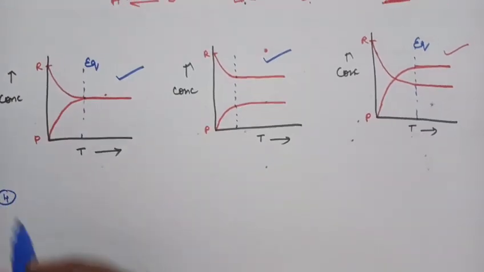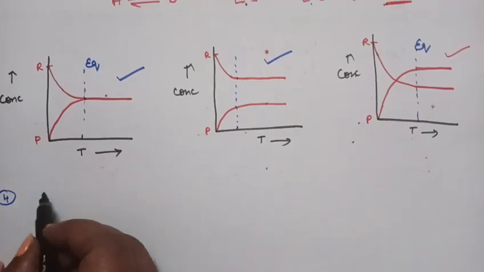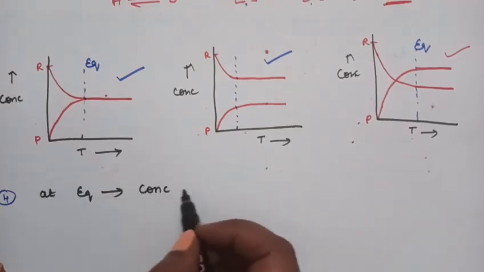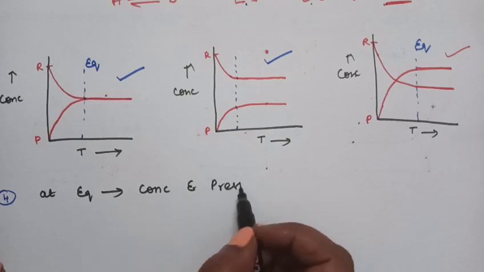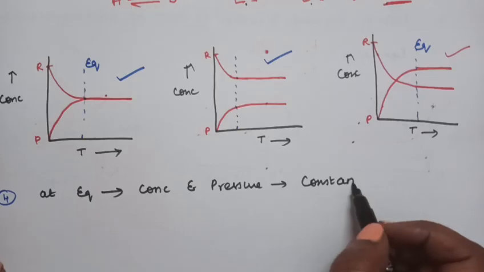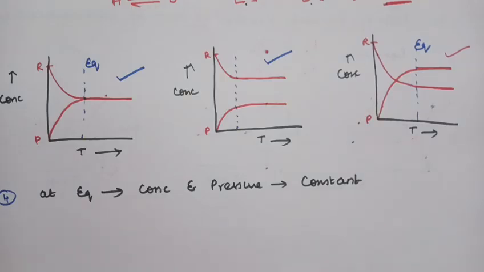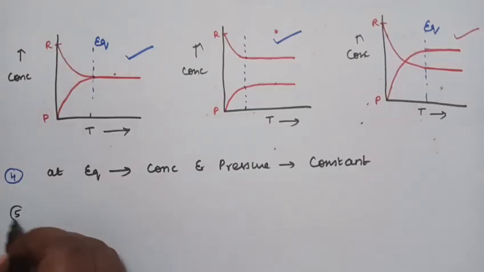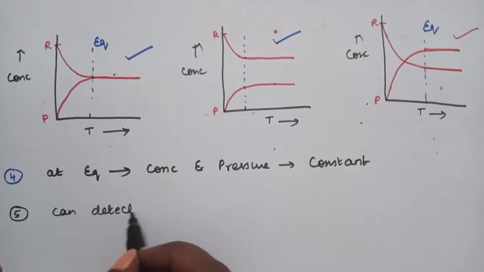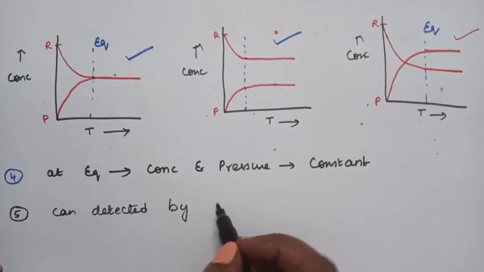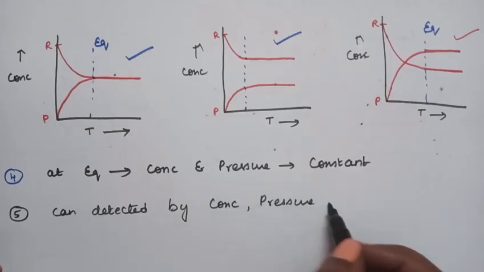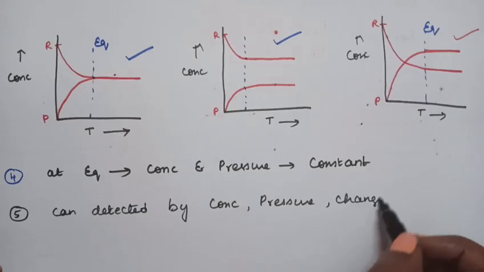Fourth is, at equilibrium you can see concentration and pressure becomes constant. This is another characteristic of equilibrium. And next point is equilibrium can be detected by concentration, pressure and change in color.